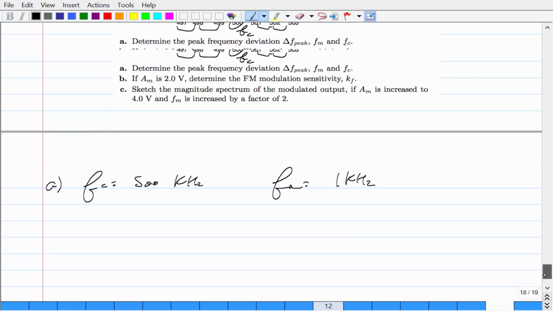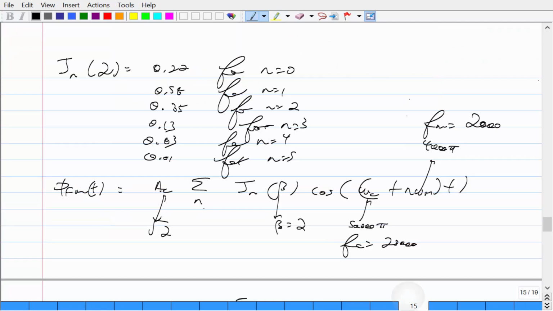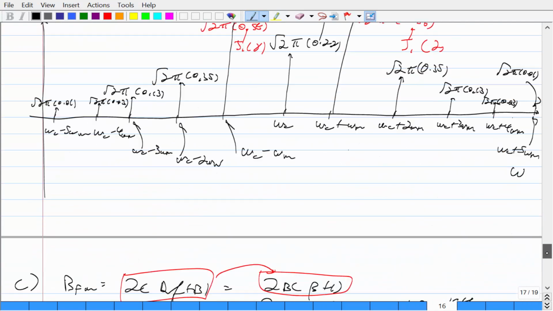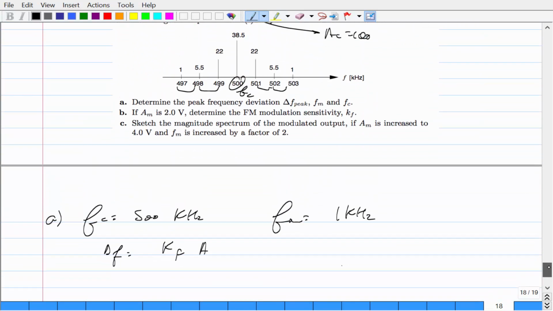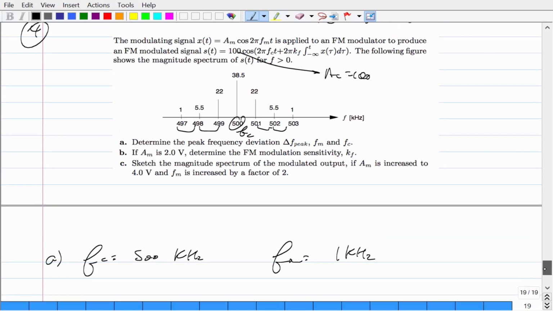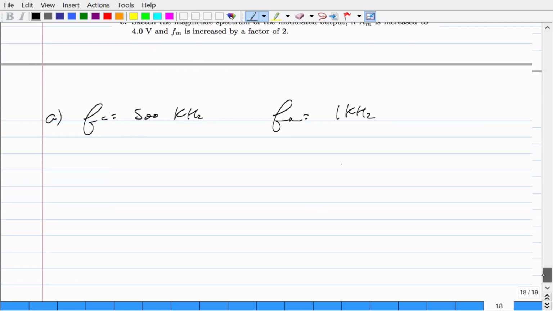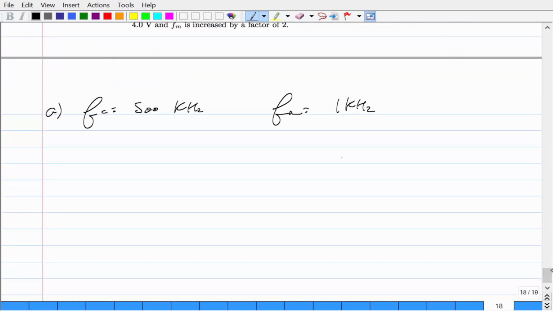If you remember, delta F is equal to K_F times A_m. Actually, before you even do it, we can't even do this, unfortunately, because we don't know what the message amplitude is. We have to know the message amplitude, and that's not given to us. Well, it's actually pretty simple to figure that out on your own.